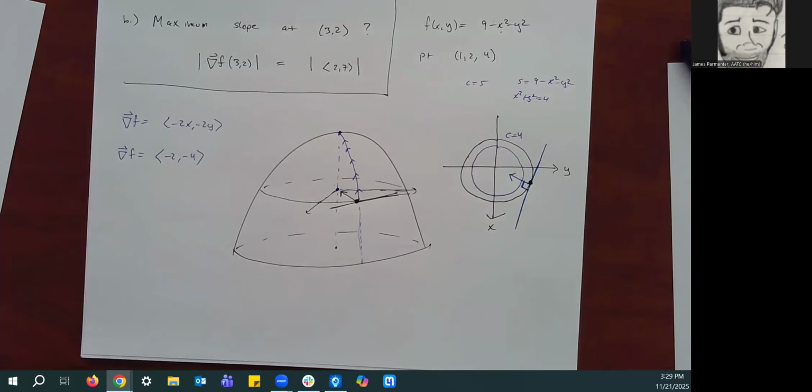Whereas if my paraboloid was flipped over, my gradients would point outwards, because that would be the direction in which I'd be going up the surface.